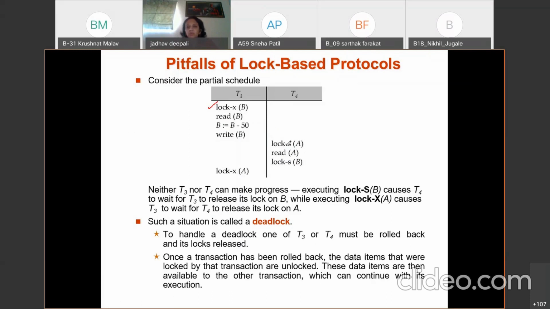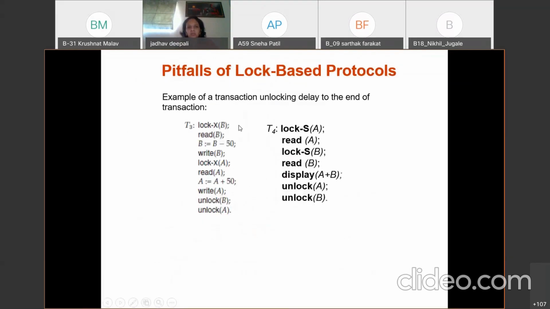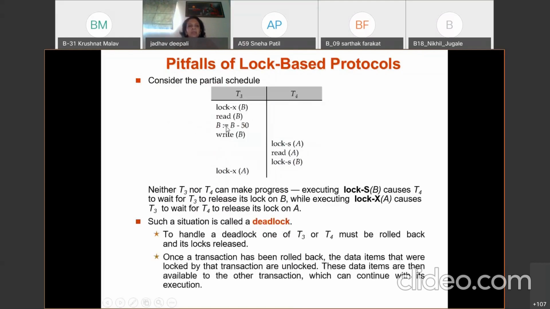Now, the same transactions are shown here, T3 and T4. First lock item B, it is allowed. Read the value of B, perform write B, and then start the transaction T4 as a concurrent execution. In transaction T4, what does it require? It requires a shared lock on data item A. It is granted. Why? Because no other transaction is using data item A. It reads the value of A and requests a shared lock on data item B.